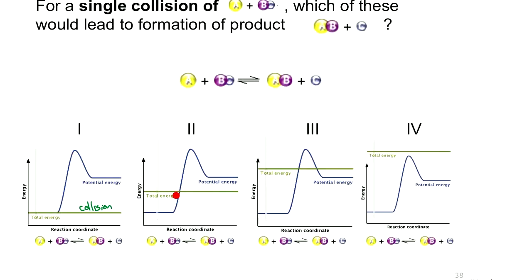What about this second one? Let's give it a little bit more energy. Will this collision make a chemical reaction? No, still not enough energy to get over the hill. What about this one? Nope, we still aren't over the hill yet. So even this collision does not have enough energy to get over that barrier. But then finally, does the last one have enough energy? Yes, it does. This last one is the only one where this single collision has enough energy to get over that activation energy.